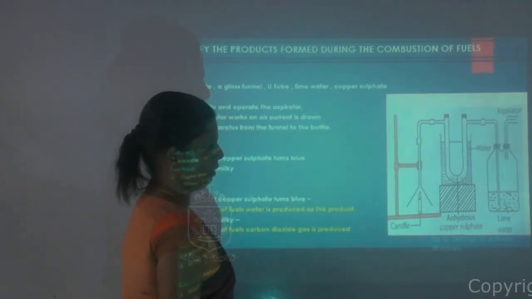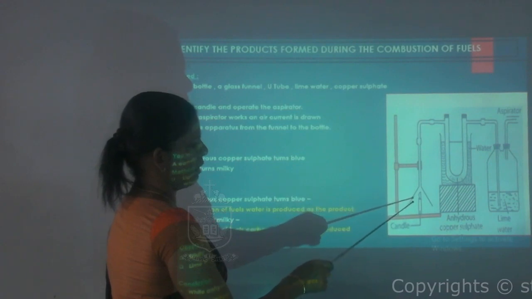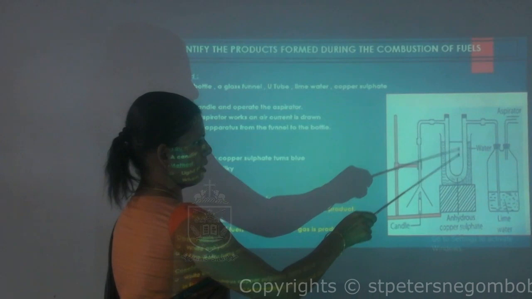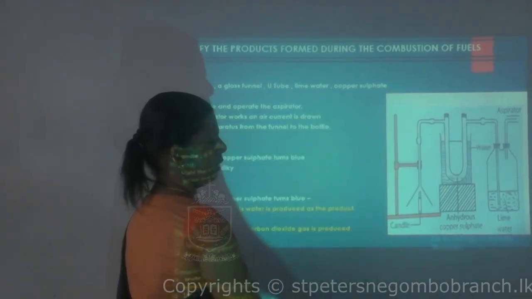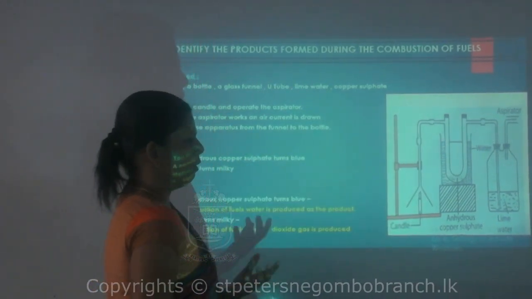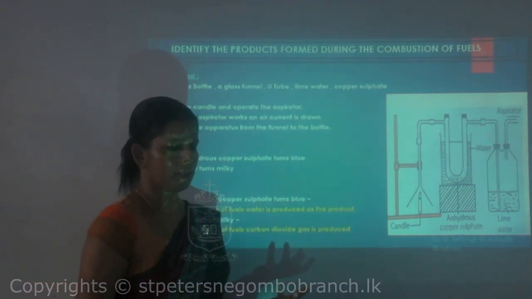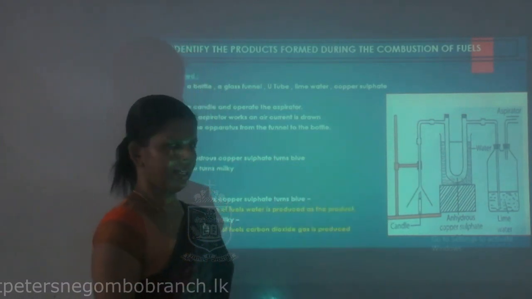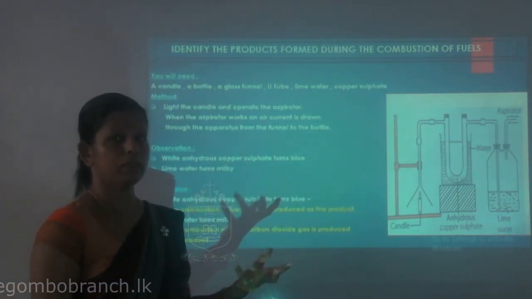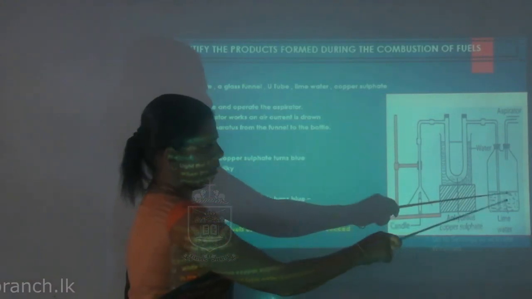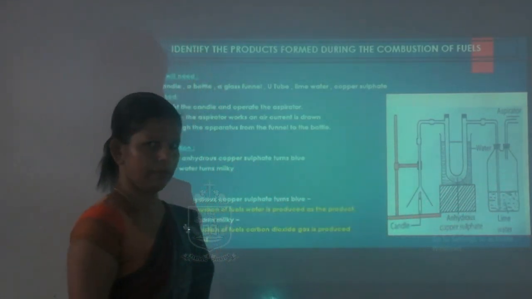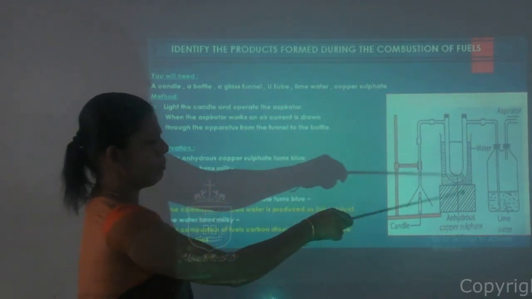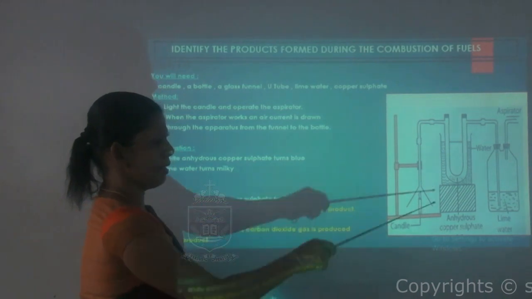First of all, you have to activate the aspirator. Then when the candle is lit, all the air and all the products go through this setup when we open the aspirator. After a few minutes you can see as observation that the anhydrous copper sulfate becomes blue in color and the lime water becomes milky. Those are the 2 observations you can see when you do this activity.